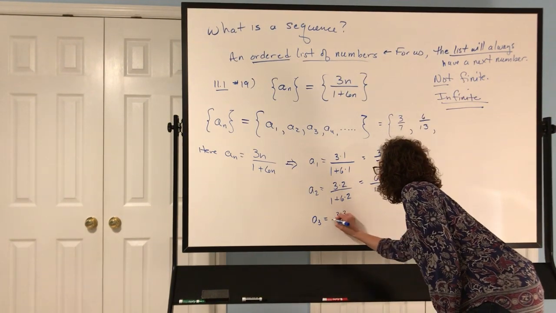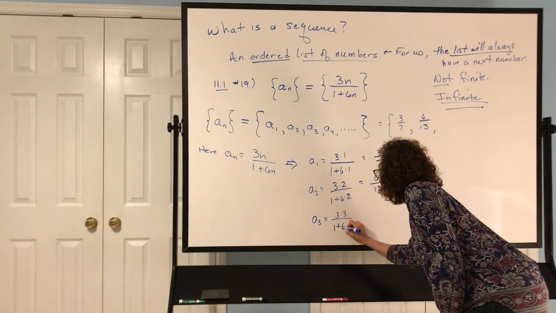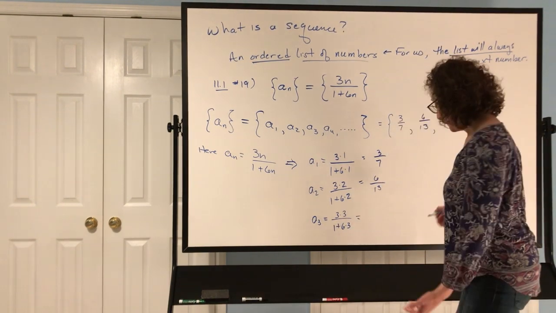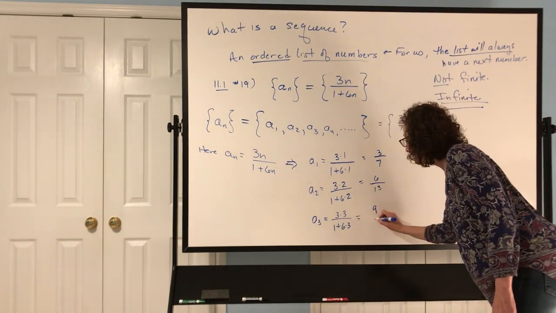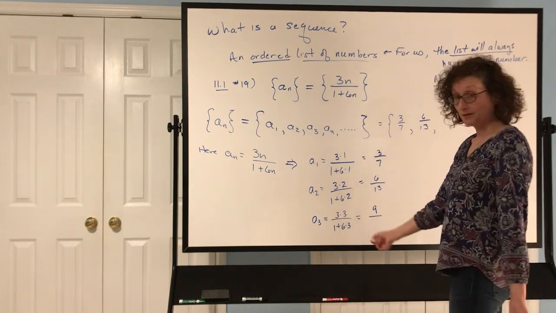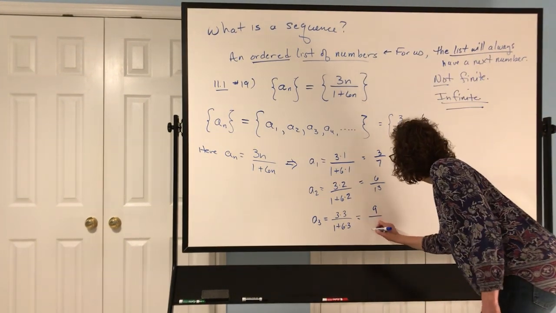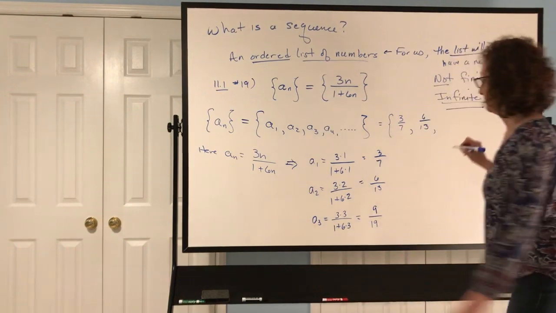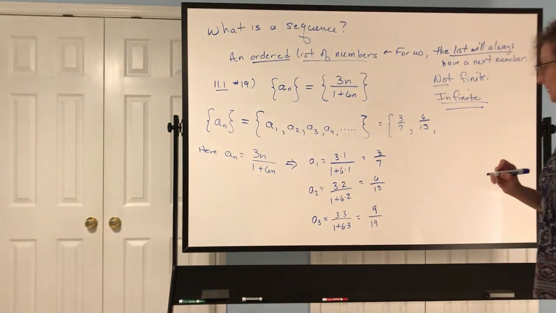3 times 3 divided by 1 plus 6 times 3. So what do I have? 3 times 3 is 9. 1 plus 6 times 3 is 18 plus 1. 9 19ths. Yes? Okay.